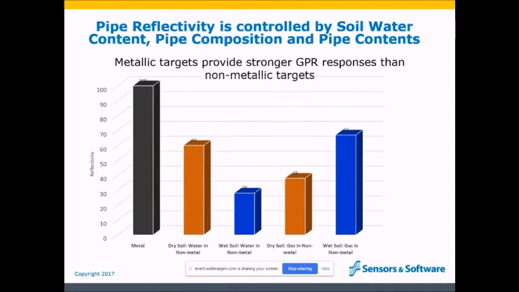In terms of reflectivity, metal objects are always the best. Next is gas-filled pipes in wet soil. Then comes water-filled pipes in dry soil. The hardest objects to find: water-filled pipes in a wet soil and gas-filled pipes in a dry soil. The reason? Less contrast, so less reflectivity.